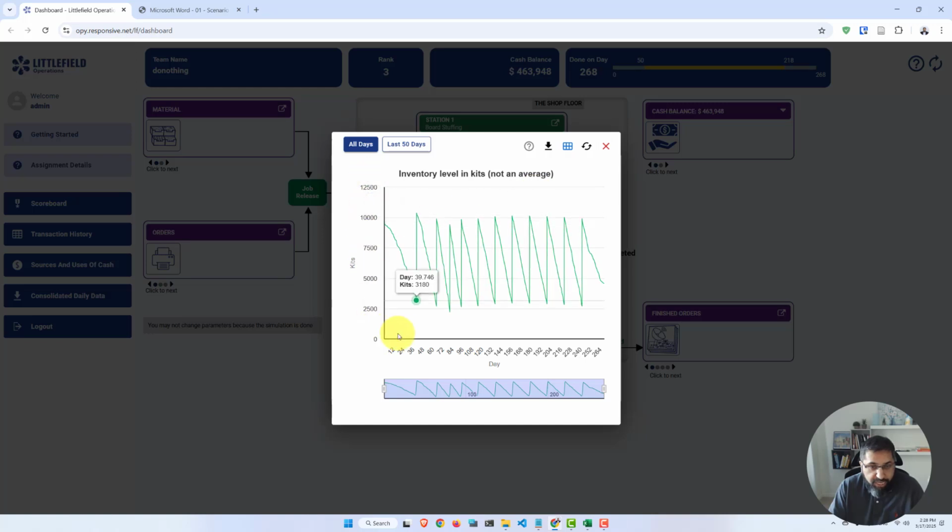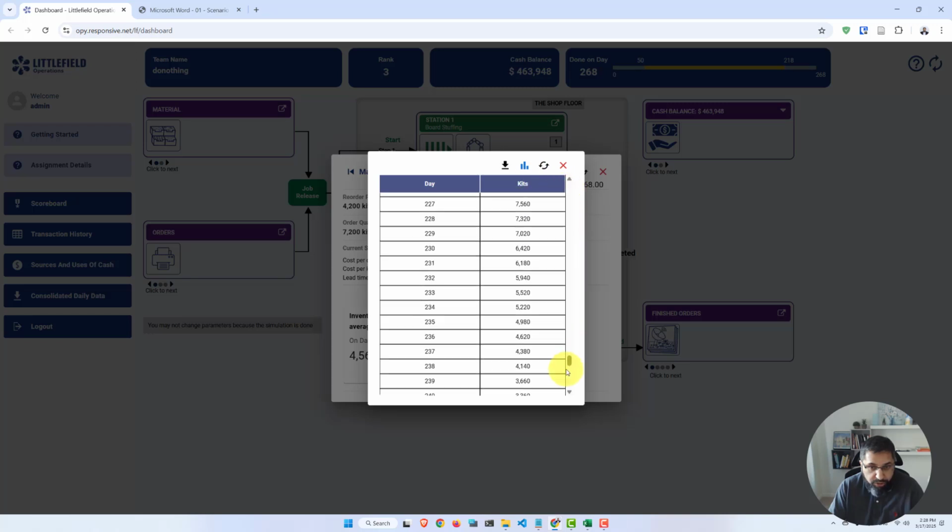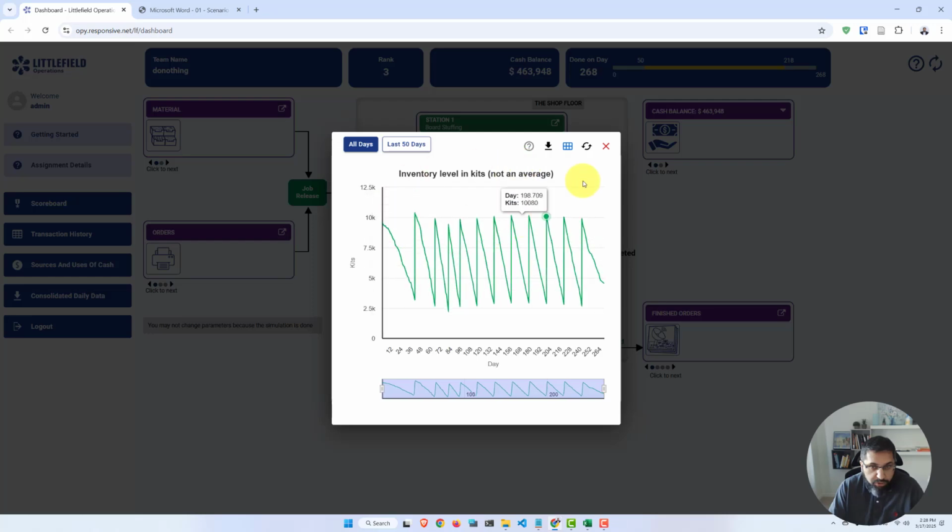Now, whenever you see any plot like this or other plots in the simulation, you can hit the download button to download the data used to make this plot, and then you can load the data into Excel to analyze it further. You can also click on that button to just see the actual raw data. This is what will be downloaded when you hit the download button, or you can click the chart button to see the chart. Okay.